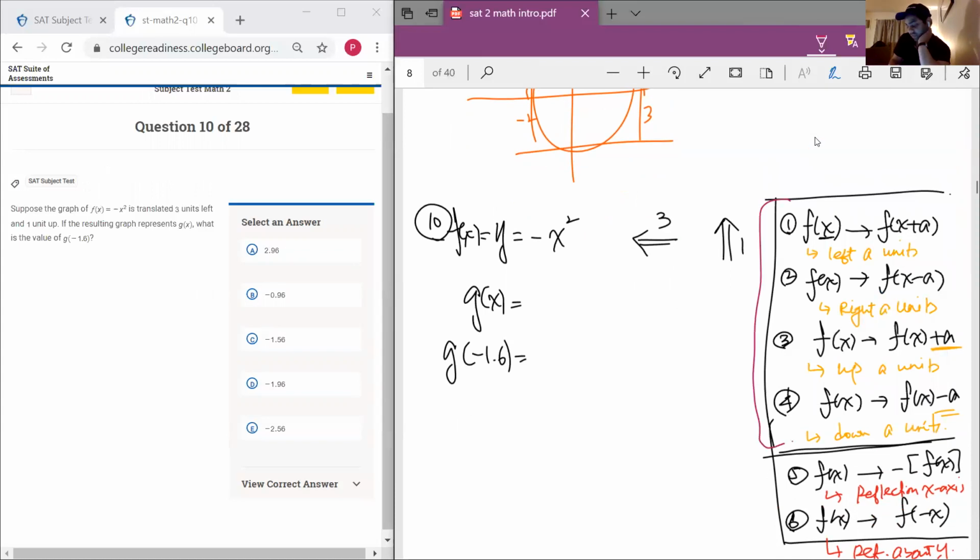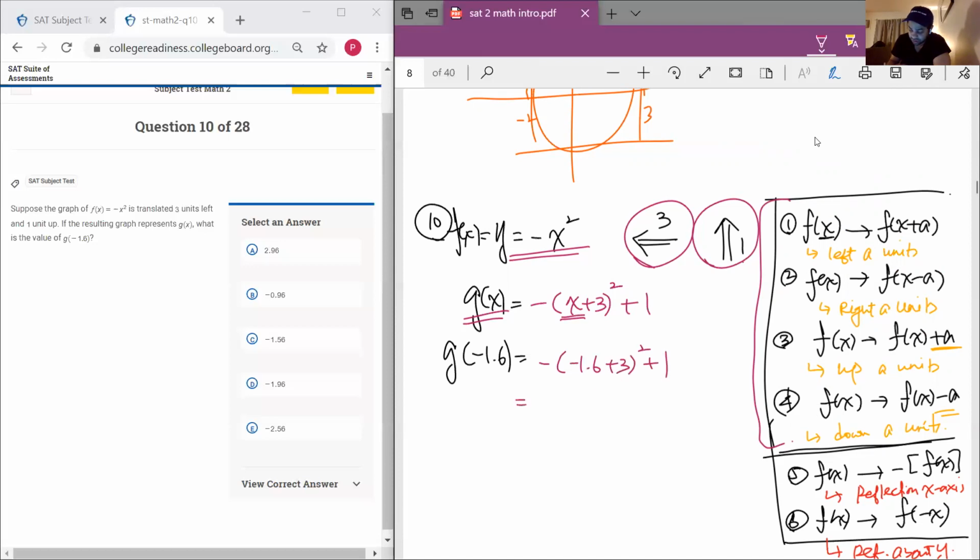But anyways, using these transformations, I can rewrite f of x into g of x. So moving left means x plus 3 squared, and up 1 means plus 1. So that's the function that represents g of x. Now you're finding g of negative 1.6. Just plug in negative 1.6 here. So negative 1.6 plus 3 squared plus 1. That's going to be 1.4 squared plus 1, and you will get your answer.